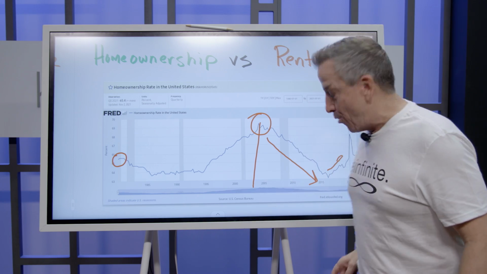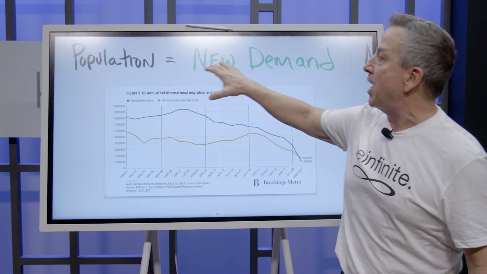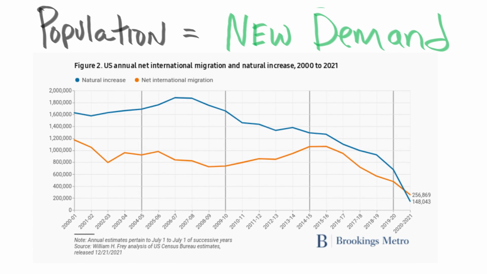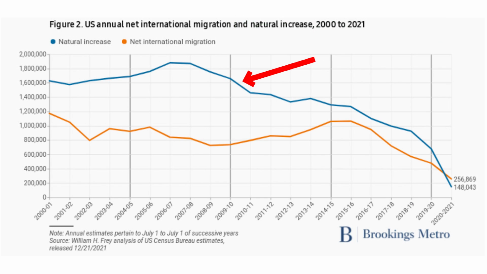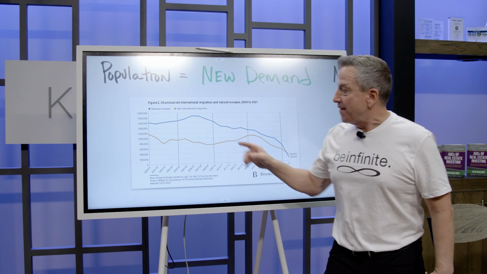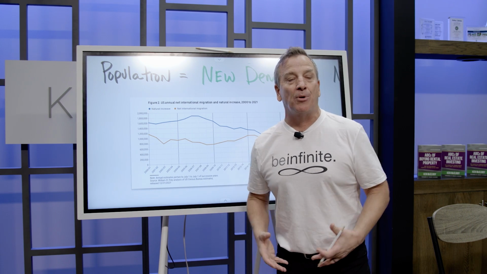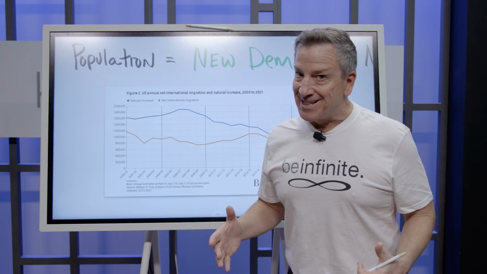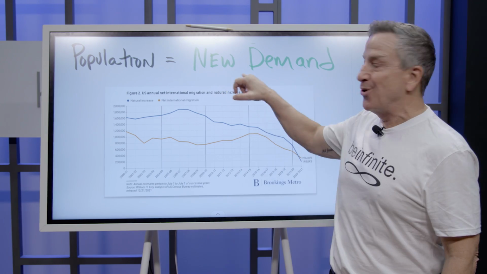So the next component during all of this is population. This is something that a lot of people don't look at, but population is new demand. And this is the natural increase. So these are people that were born minus people that died, and this is immigration. What's important to know is that from 2000 to 2021, there were about 50 million people added to the United States in the last 20 years. From a real estate standpoint, that's called new demand.